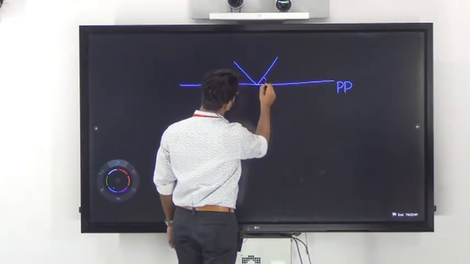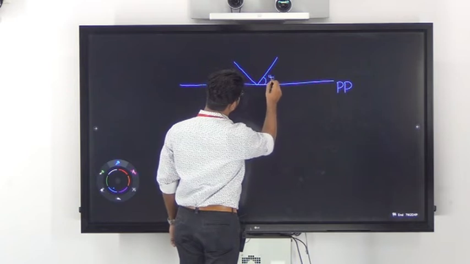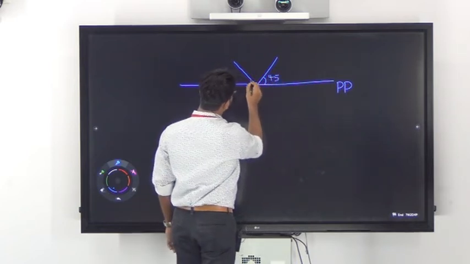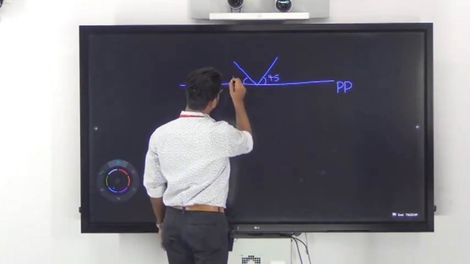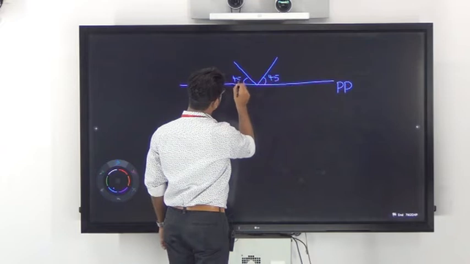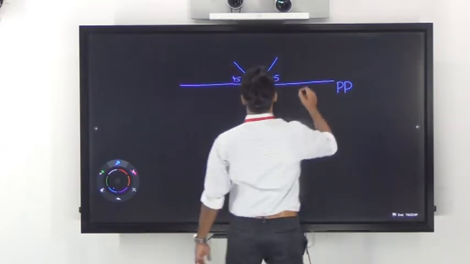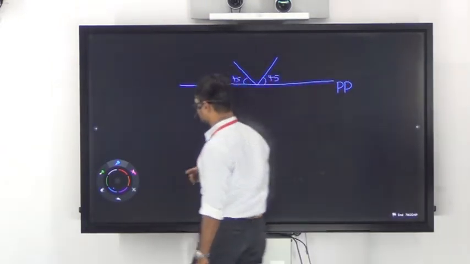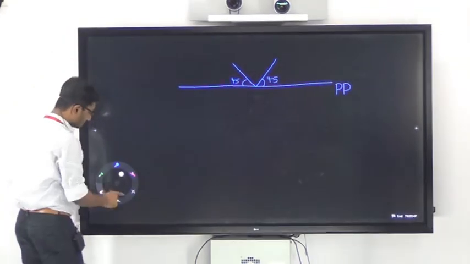So this angle is equal to 45 degree and this angle is also equal to 45 degree. Now you can complete the cube, the top view of the cube.